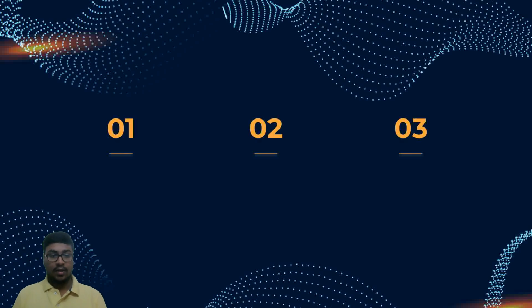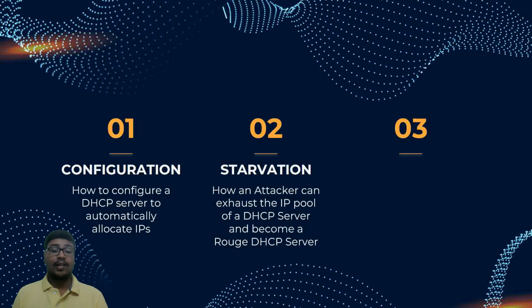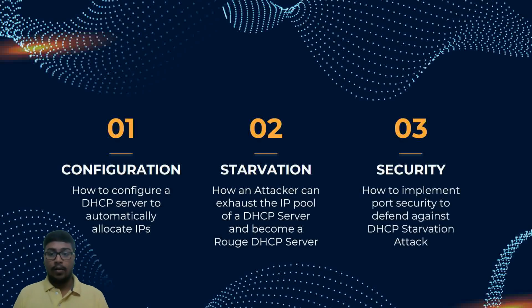The first one being configuration, which will tell us how a DHCP server can be configured to automatically allocate IP addresses to different clients of a network. Then we have starvation, which basically tells us how an attacker can exhaust the IP pool of a DHCP server. And then finally we have security, which is how and what exactly is port security and how we can implement it to defend ourselves from attacks like DHCP starvation.